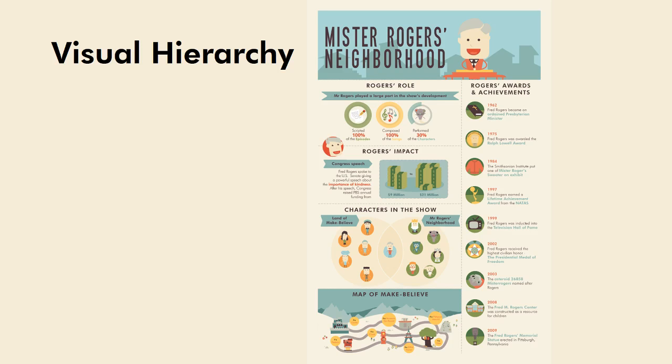Now I'm going to talk about visual hierarchy, which is the use of size or color to capture viewers' attention to certain elements. For my infographic, each section is relatively even from top to bottom, excluding the long vertical section. The character in the show section is relatively larger than the rest because I wanted to place more emphasis on this so viewers could be able to see the tiny characters better.